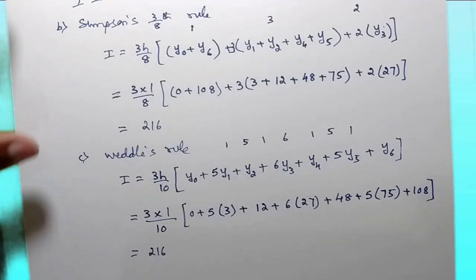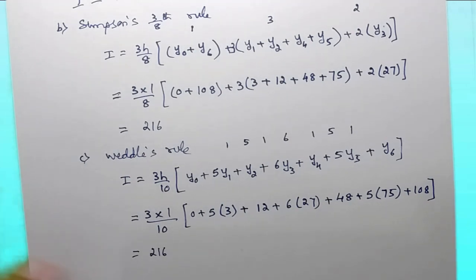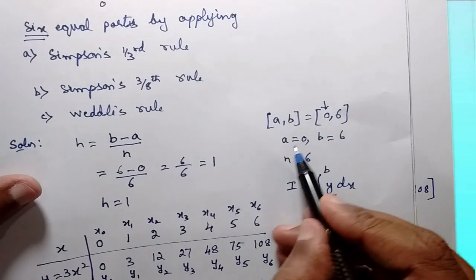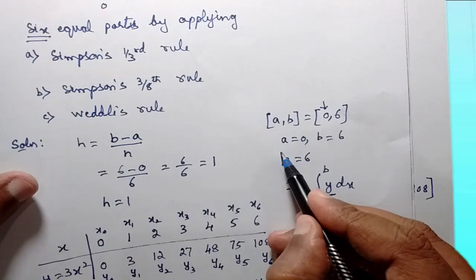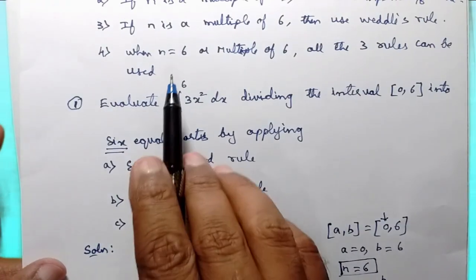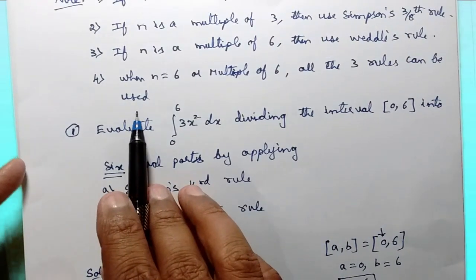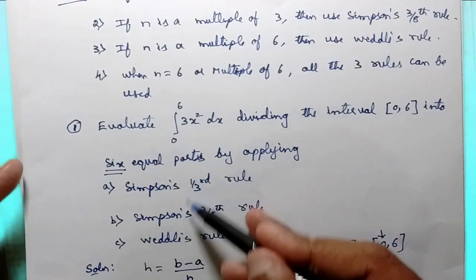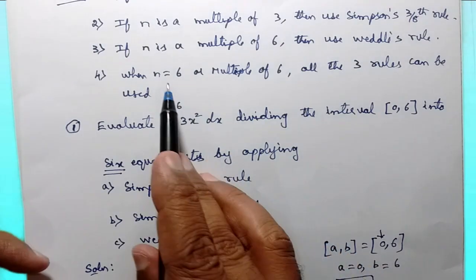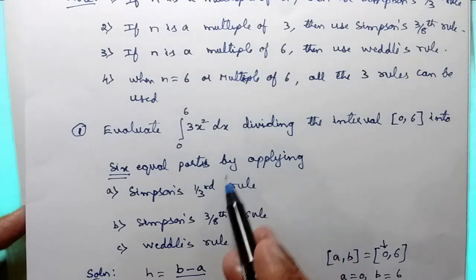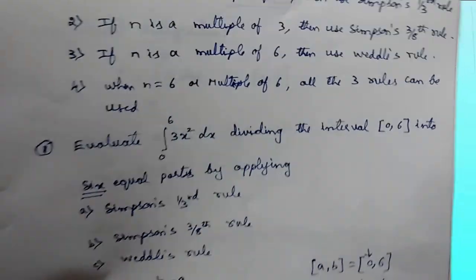The reason why I am using all these 3 rules: it was asked in the question, that is one reason. Another reason is, how is it possible to use all the 3? What is the value of n you have got here in the question? n value is 6. So I have given you a note: whenever n is equal to 6 or multiples of 6, all the three rules can be used over here. That is the reason why we were able to use all the three rules, because the value of n is 6, or a multiple of 6.